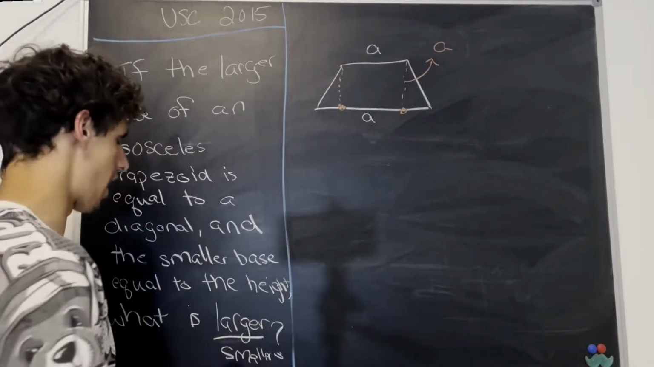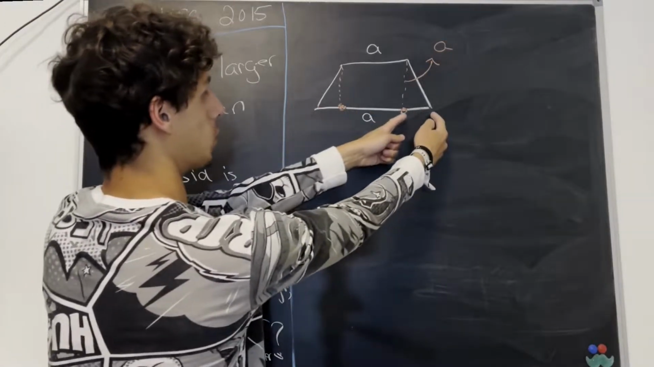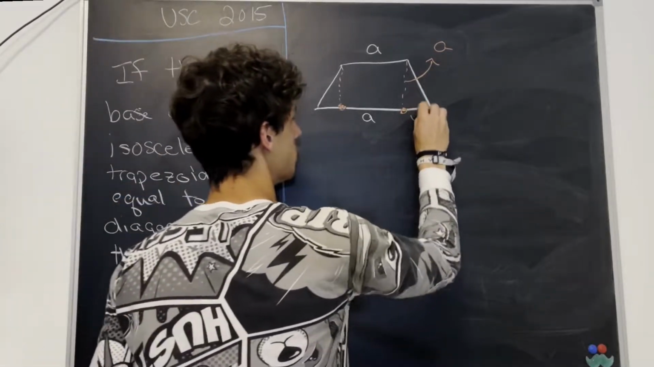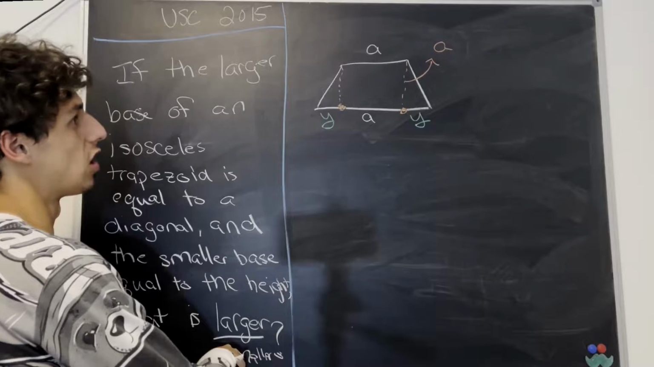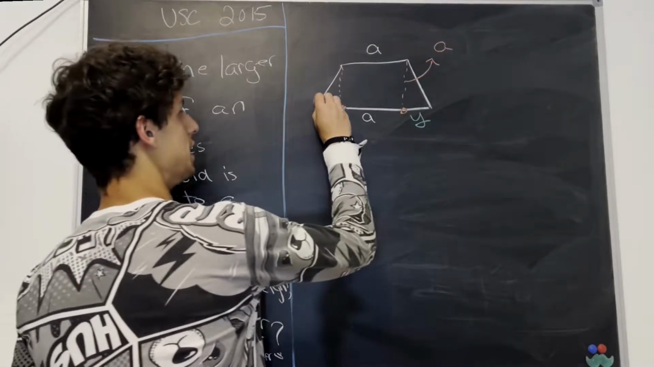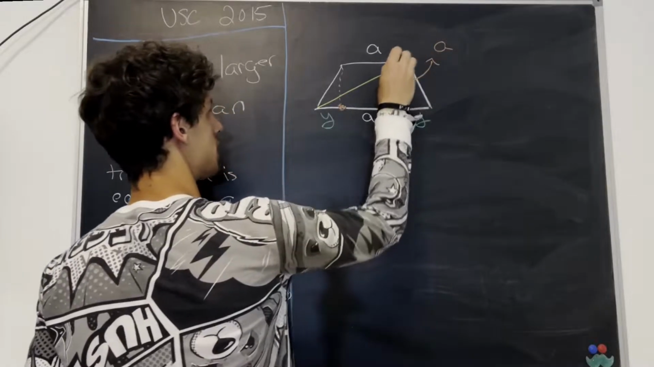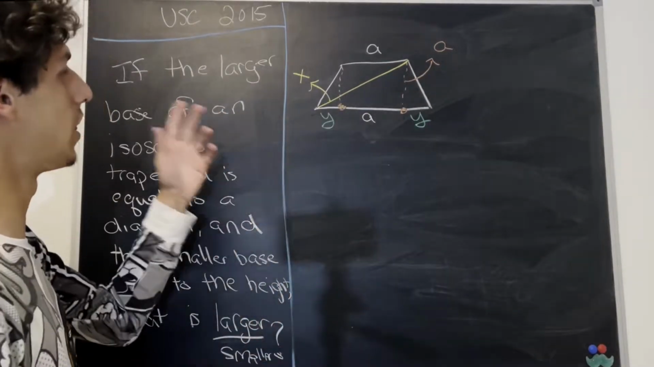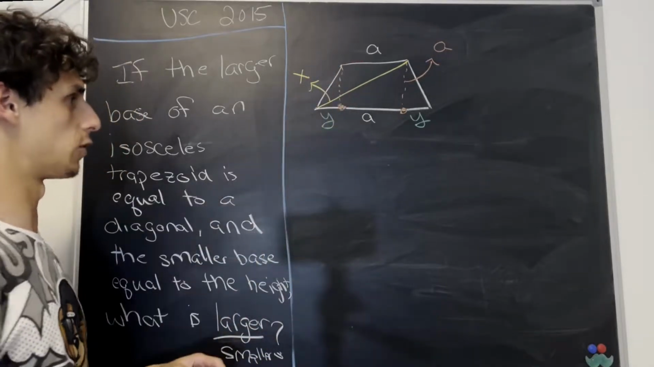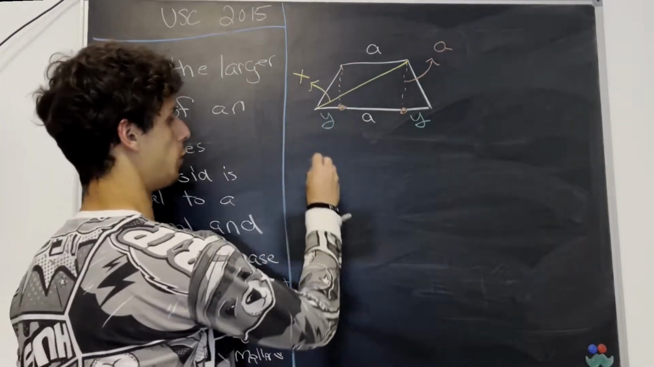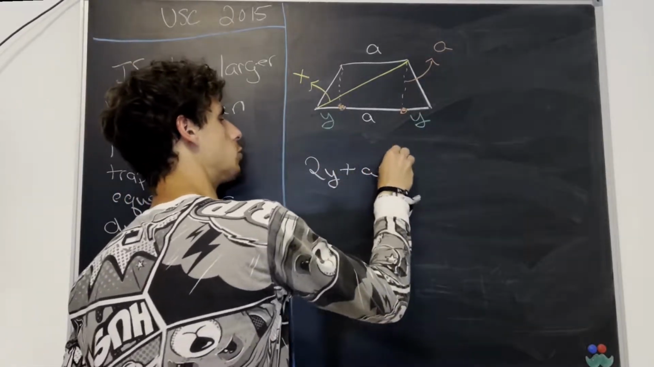Next, I'm going to assign values to the lengths between the dots and the corners of the larger base. We'll call those length Y. And finally, we'll call this big long diagonal of the isosceles trapezoid, that I'll color in yellow, X. Now we know that the length of this bottom base, this larger base, is equal to the diagonal. So let's write down that equation. We know that 2y, from these two green lengths, plus a is equal to x.